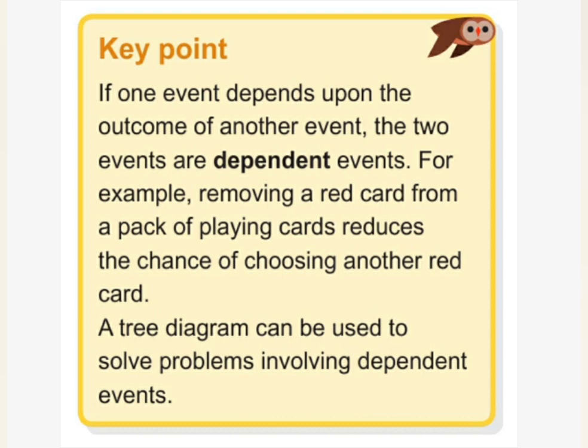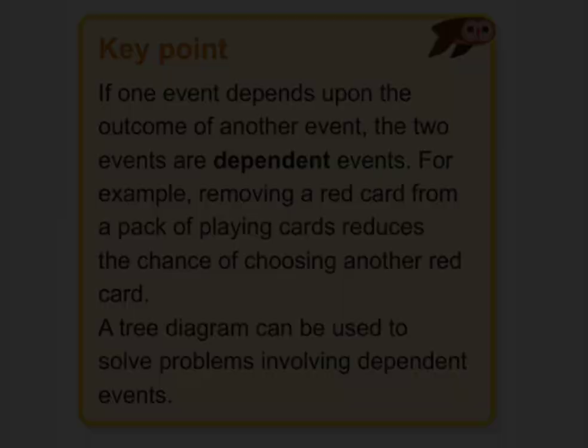Now, as the key point says here, we understand the meaning of dependent events. It means that these events depend on each other. So, the outcome of one event depends on the outcome of the first event or the other event. Now, let's take a look at a question and see how do we answer questions about dependent events.